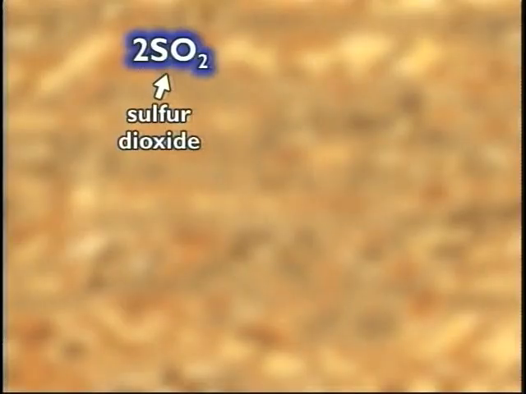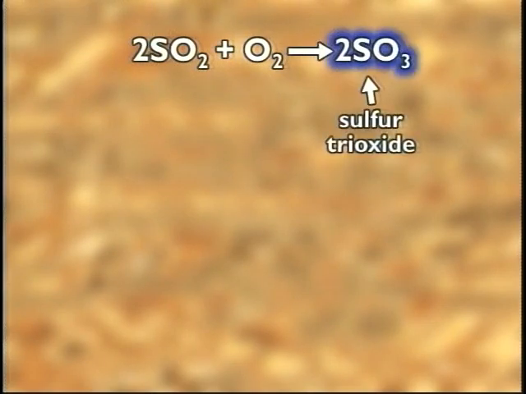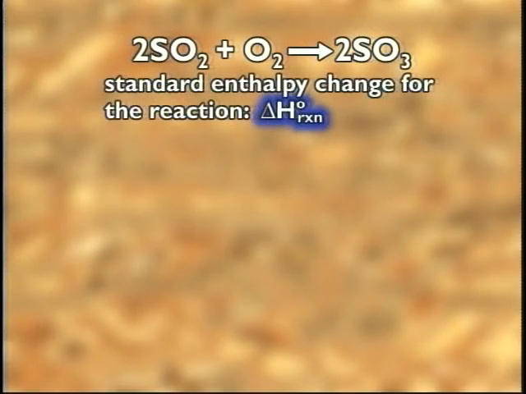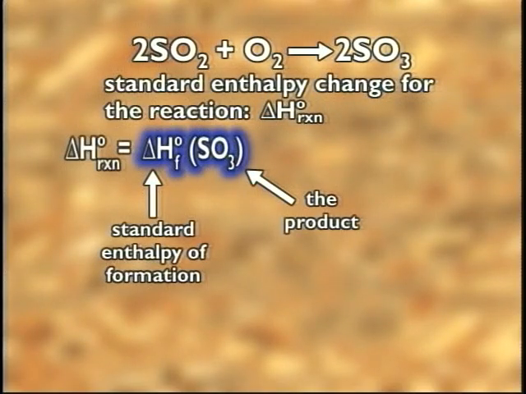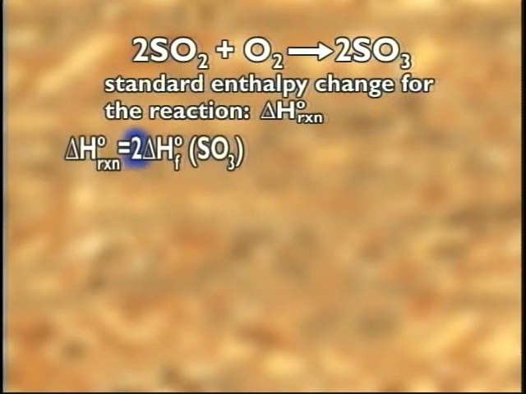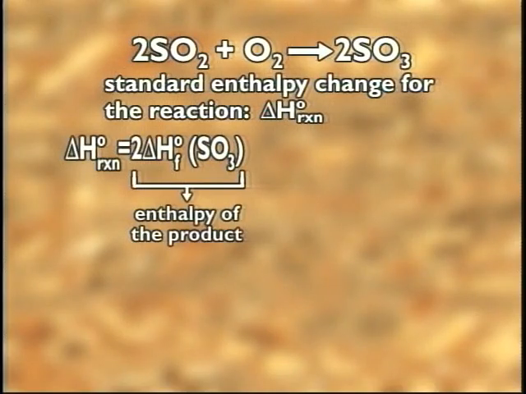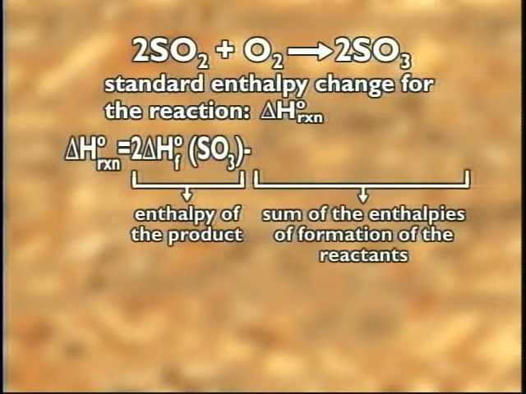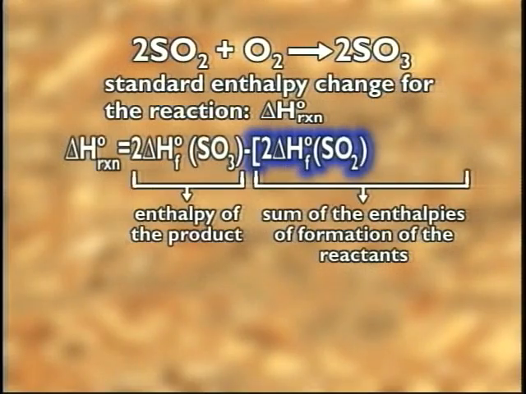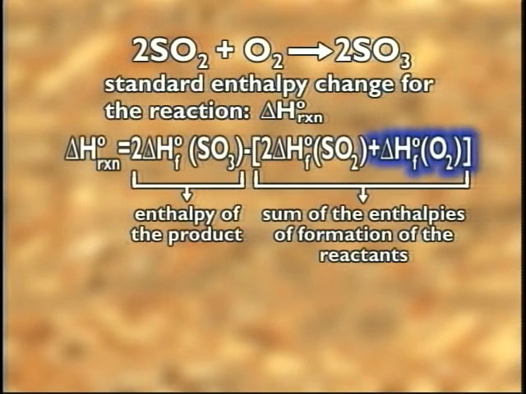Here's the reaction between sulfur dioxide, SO2, and oxygen to form sulfur trioxide, SO3. To find the standard enthalpy change that goes along with this reaction, first take the standard enthalpy of formation for SO3, the product, and multiply it by 2, since the 2 in front of the SO3 in the product indicates that we have 2 moles of it. This is the enthalpy of the product, the sulfur trioxide we end up with. Then subtract the sum of the enthalpies of formation of the reactants, the starting stuff. That's 2 times the standard enthalpy of formation of SO2 plus the standard enthalpy of formation of O2.